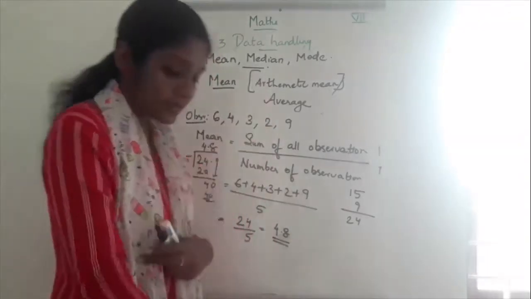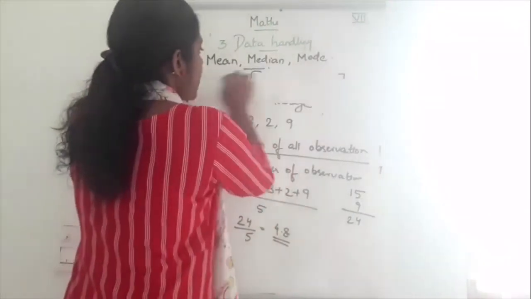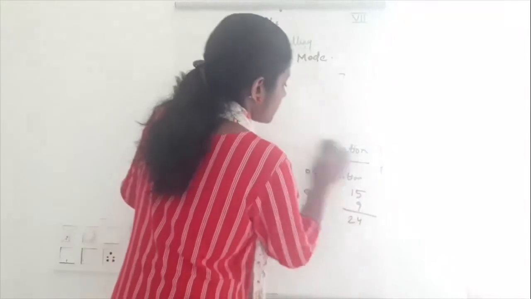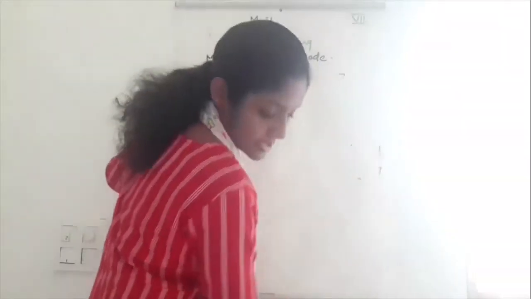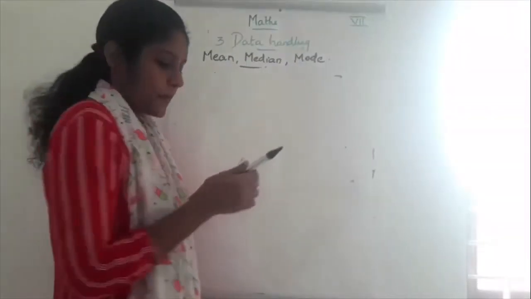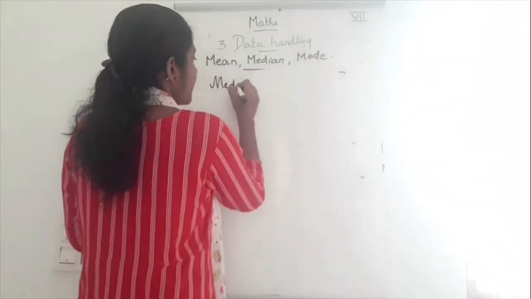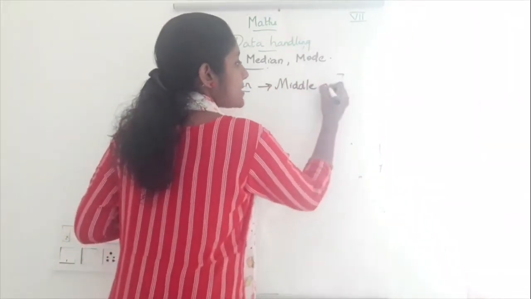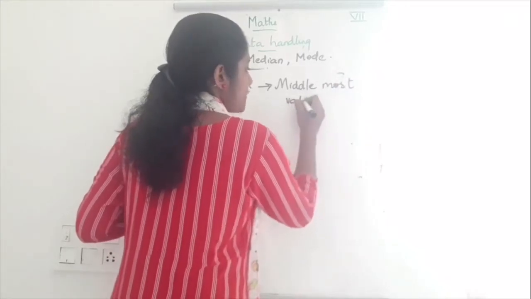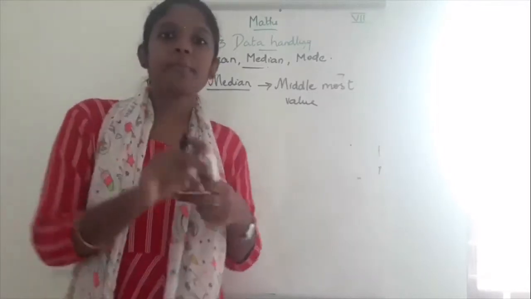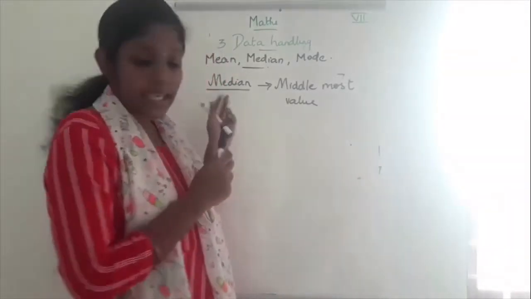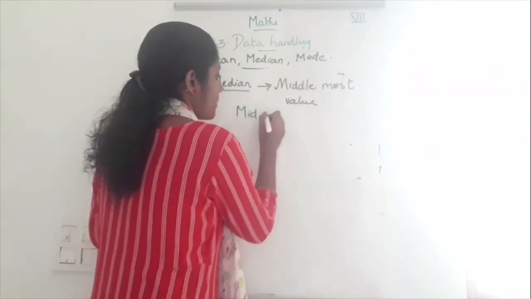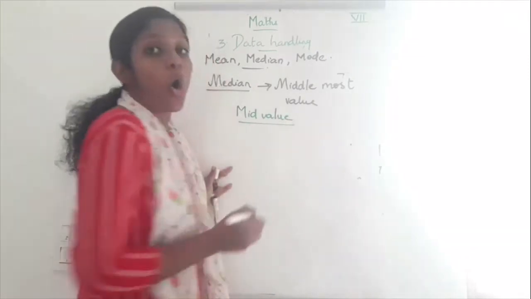Next we will go to the second term, that is called median. So what is median is the next thing we are going to learn. Median. From the word itself you will understand, median is the middlemost value. Median is the middlemost value of a set of data. In a set of data, the value that comes in the middle is called the median. Median is called the middlemost value or mid value.